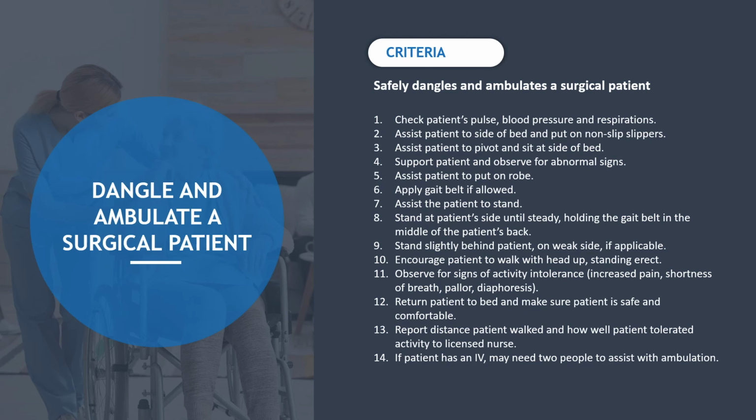Assist the patient to stand. Stand at the patient's side until steady, holding the gait belt in the middle of the patient's back. Stand slightly behind the patient, on the weak side if applicable. Encourage the patient to walk with head up, standing erect. Observe for signs of activity intolerance, such as increased pain, shortness of breath, pallor, or diaphoresis. Return the patient to bed and make sure the patient is safe and comfortable. Report the distance the patient walked and how well the patient tolerated activity to the licensed nurse. If the patient has an IV, may need 2 people to assist with ambulation.